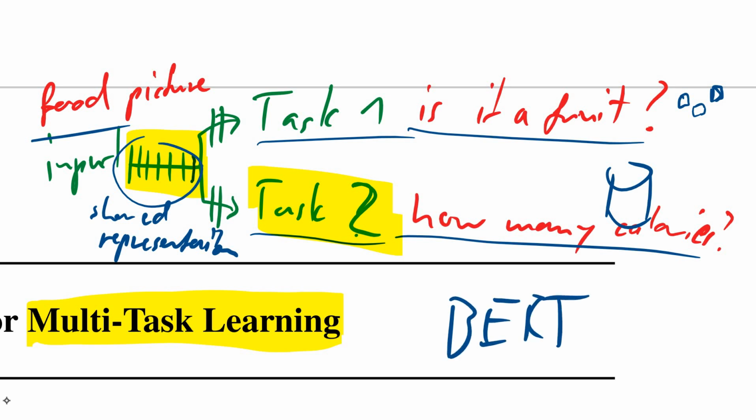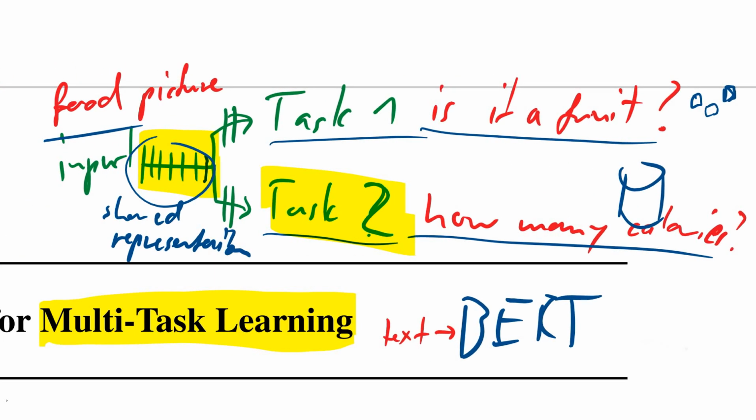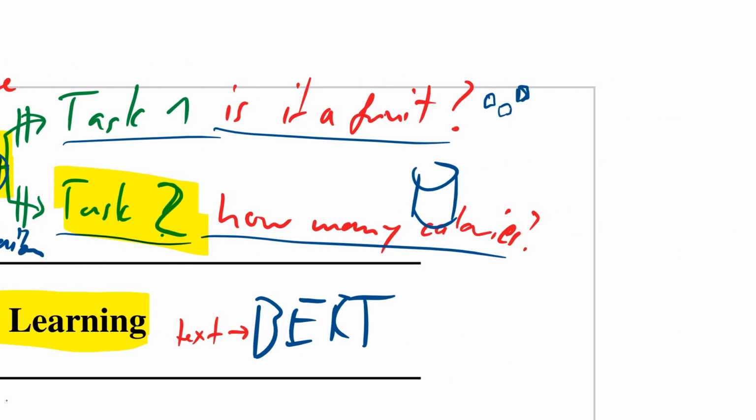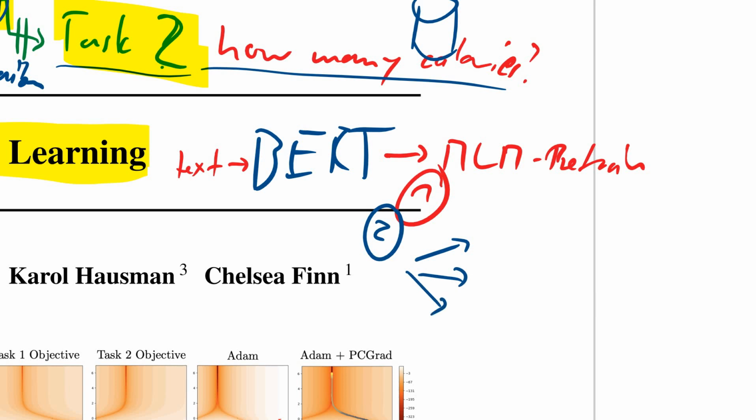So in BERT's case, the input is text, right? And then you do something different. That's why BERT is different from multitask learning. What you do in BERT is this masked language model pre-training. So that's step 1. And then in step 2, you take this and fine-tune it on a number of tasks, right? So here, question answering, sentiment detection, entailment, and so on. This is different. This is called pre-training and fine-tuning.